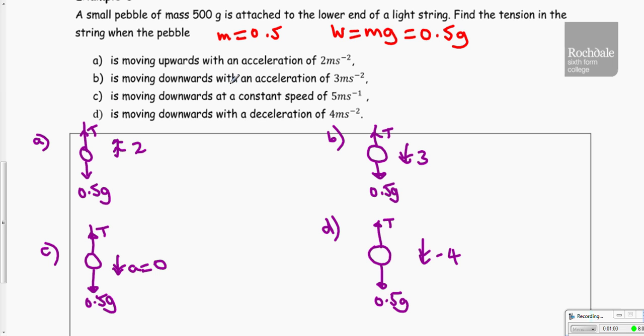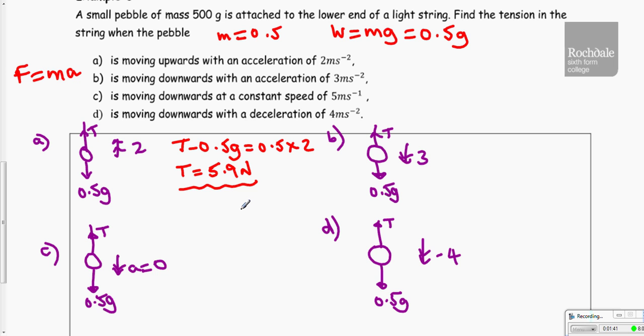So the first one, we're moving upwards with an acceleration of 2 meters per second squared. So I've drawn the picture here, and I've drawn the arrow to indicate the direction of motion. So in each case, we're going to be using F equals ma, and we're going to do it in the direction of motion. So for the first one, going upwards, we have T minus 0.5 g equals m, the mass, times the acceleration. So if you work that out on your calculator, bring the 0.5 g over to the right hand side, that works out to be 5.9 newtons.